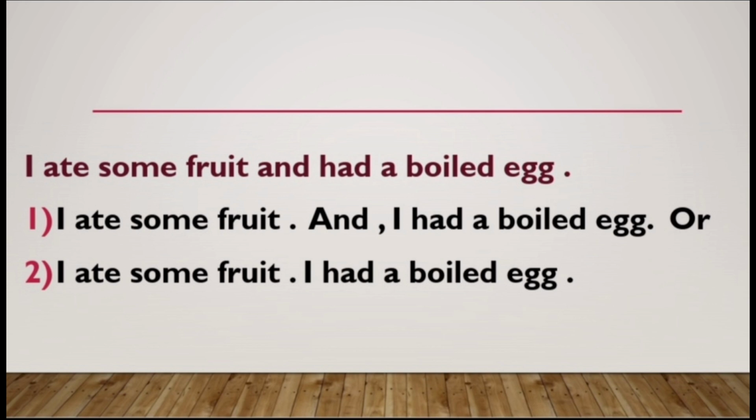Both of them convey a complete meaning. Both of them can stand on their own. They are independent, and both of them are of equal importance. So, in fact, we could have them written as the following. I ate some fruit and I had a boiled egg, or it can be written the other way around, like I had a boiled egg, I ate some fruit. So, a sentence of this kind is called a compound sentence.